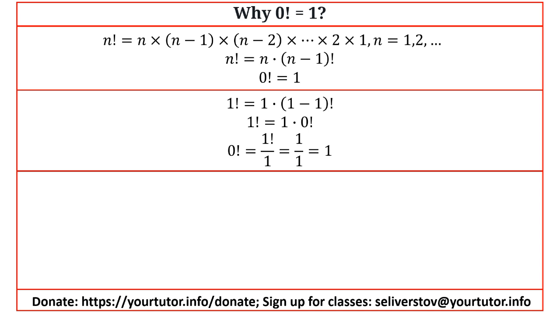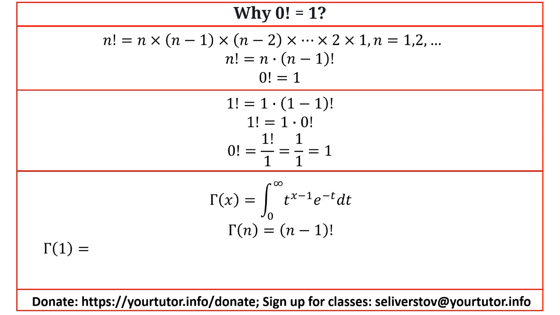We can go even further and remember that the concept of factorial can be expanded beyond positive integers using the so-called gamma function. That is such a function. Then the following equality will be true for the positive integers n. Now let's calculate the value of the gamma function for n equals 1. On the one hand, this is 1 minus 1, that is 0 factorial.